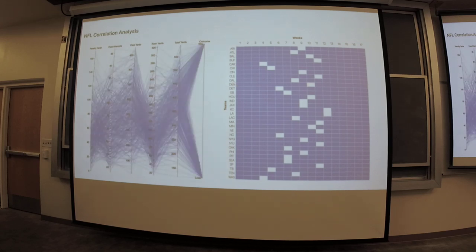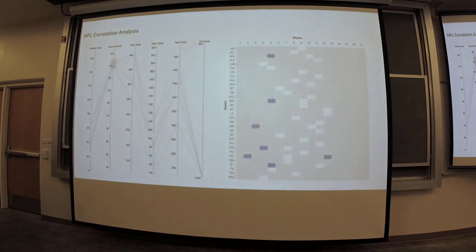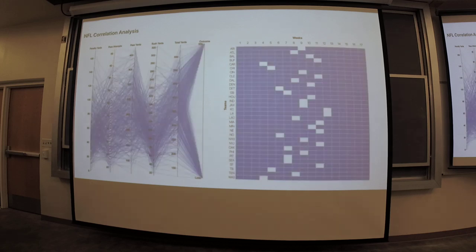Now, if I come to the parallel coordinates side, if I want to look at a team that passes a lot, or a game where teams pass a lot, we can see that typically, if the team passes a lot, or has the same pass attempts, they actually lose more.